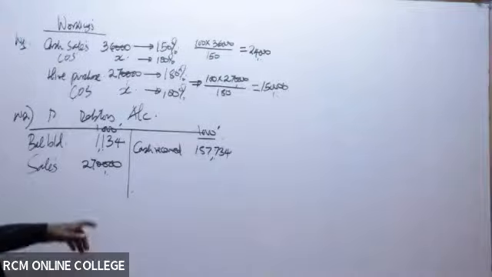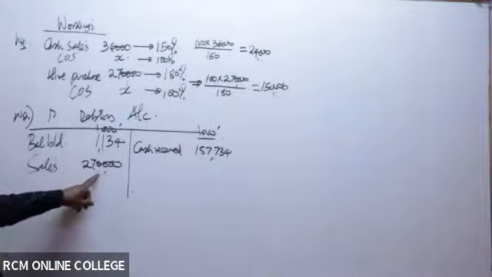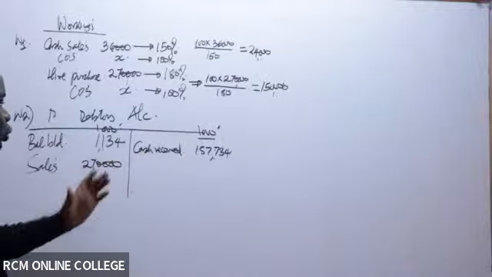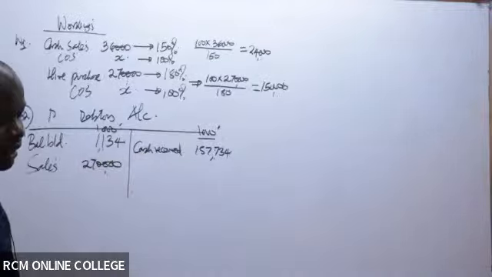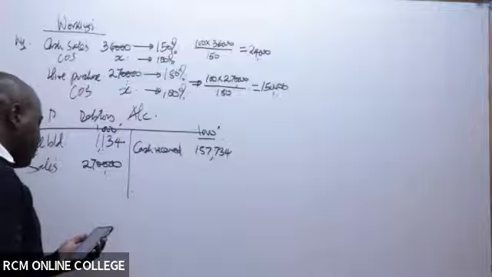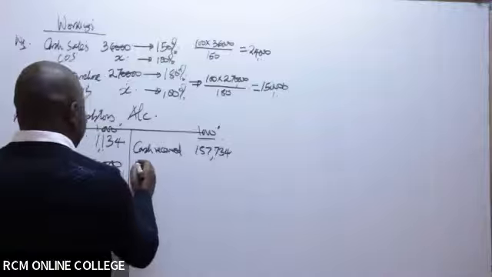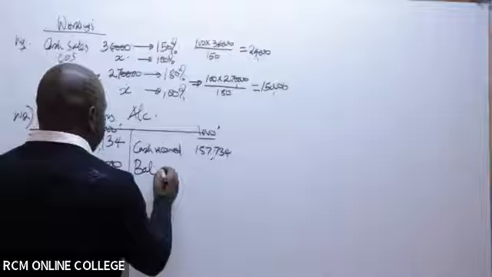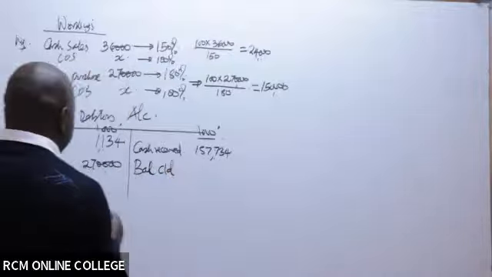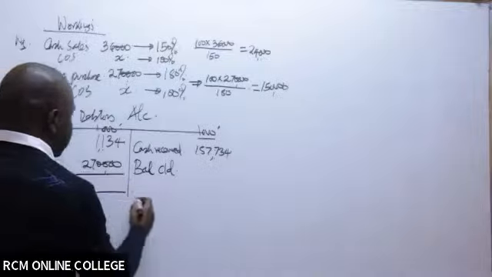So we made sales to them worth 270. This one is additional information. This one is in the trial balance. What you've already been able to recover from them during the year is an amount of 157,734. So therefore, by the time we are coming to the end of the year, what amount will we be claiming from these debtors, the hire purchase debtors?